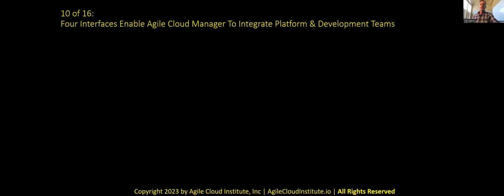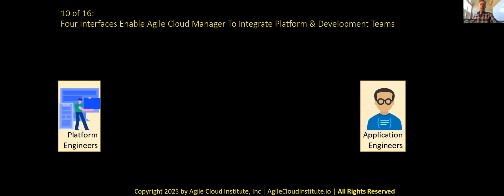Now let's take a look at how your platform engineers and your application engineers can each make each other more effective and more productive if they collaborate using the Agile Cloud Manager. This can be accomplished by separating responsibilities at each of 4 layers that we'll illustrate in this video. First, at the highest level, we have the command line interface that we reviewed in the last couple of slides.